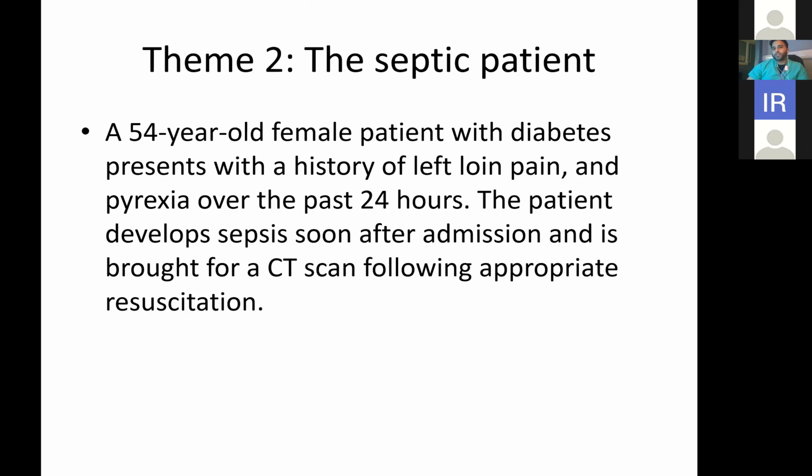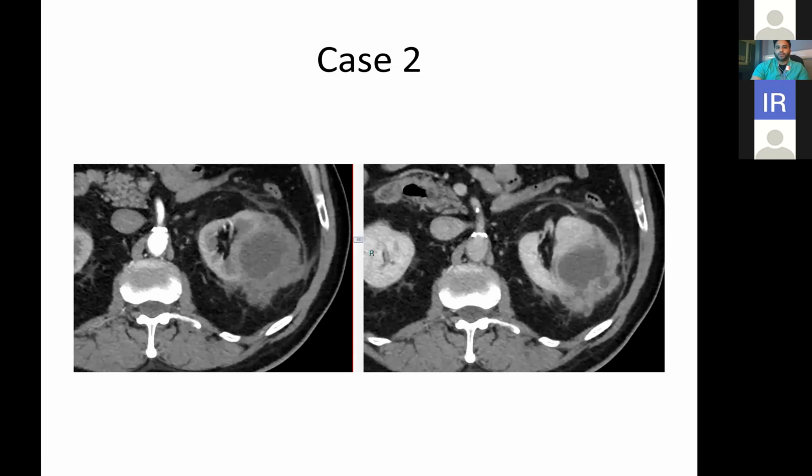So the next patient is the theme of the septic patient, and this kind of flows nicely into theme 3 as well. So we've got a 54-year-old female with diabetes, presents with history of left loin pain, and pyrexia over 24 hours. Patient develops sepsis soon after admission and is brought to a CT scanner following appropriate resuscitation.